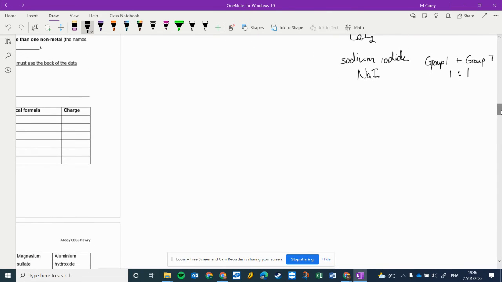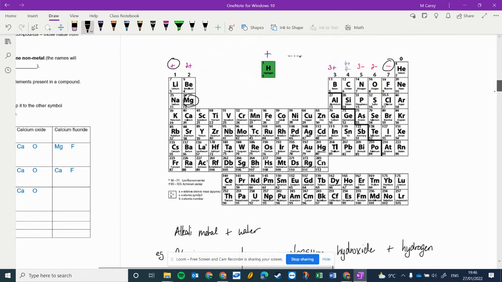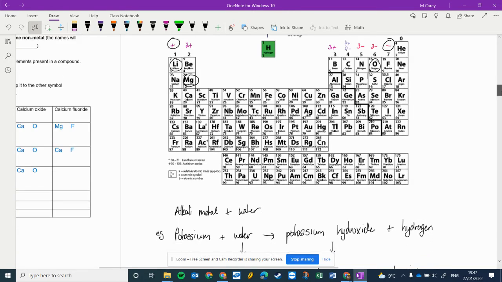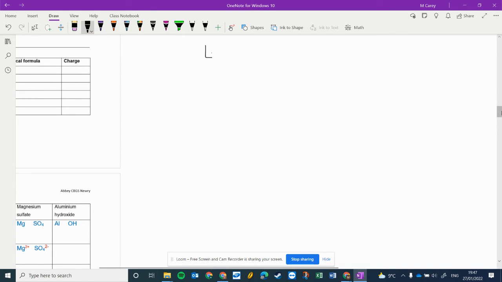So what if we have, let's have another look. Let's say we have a group 1 element and a group 6 element. Okay, so let's say we have lithium and we have oxygen. What's going to happen when lithium and oxygen combine? So lithium and oxygen will give you lithium oxide. That's going to be the name of it.